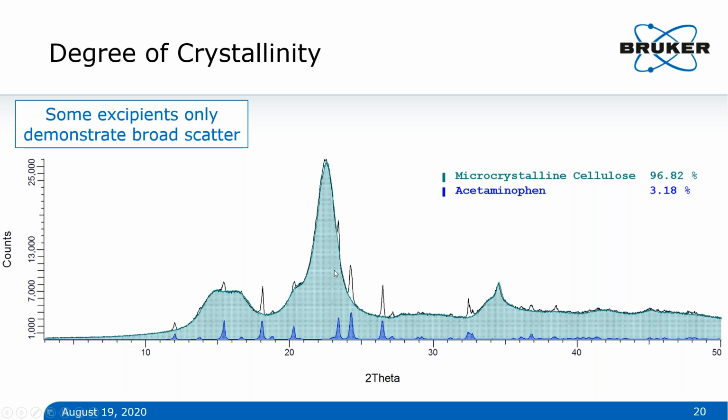So either you process the data even with this, and then you make a note that says all of this broad scatter is going to be from the cellulose. Maybe you try to do some sort of quantification off of it, and that becomes the useful piece of information: how much excipient do we have in this particular formulation.